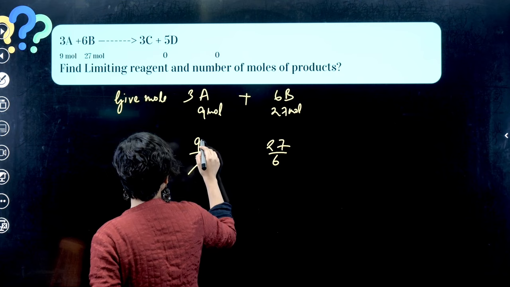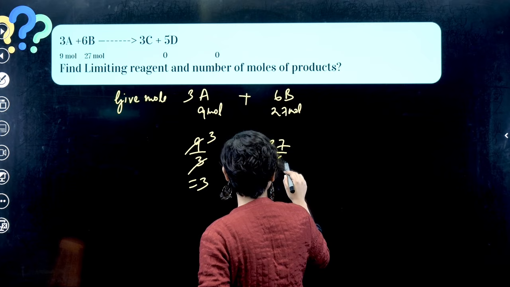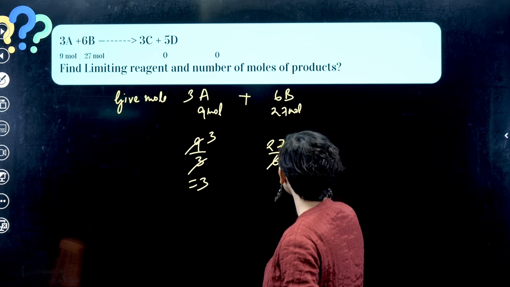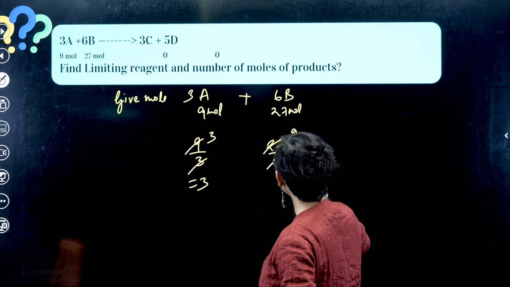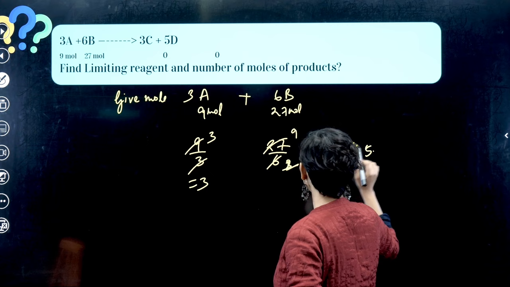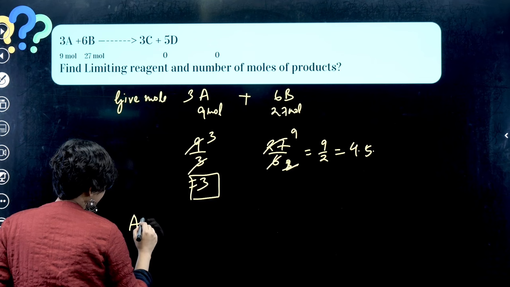3, and then 3 3s are 9, and then 9 3s are 27. Yes. 3 2s are 6, 3 2s are 6, and 3 9s are 27. So this is 9 by 2, that means it is 4.5. Which one is less? This is less. So that means A is limiting, A is LR, A is your limiting reagent.